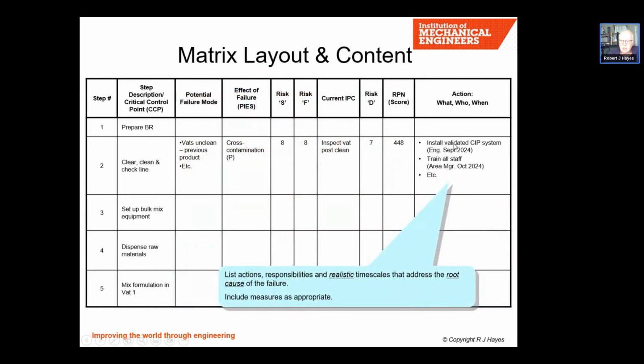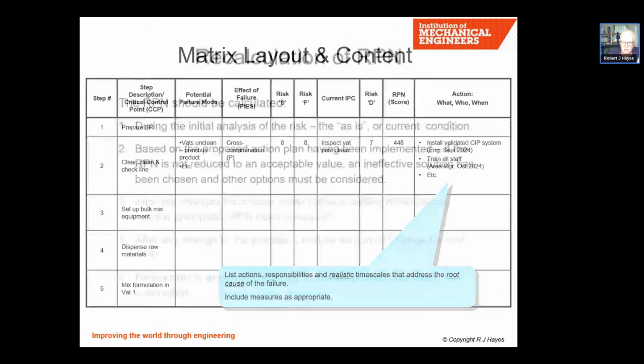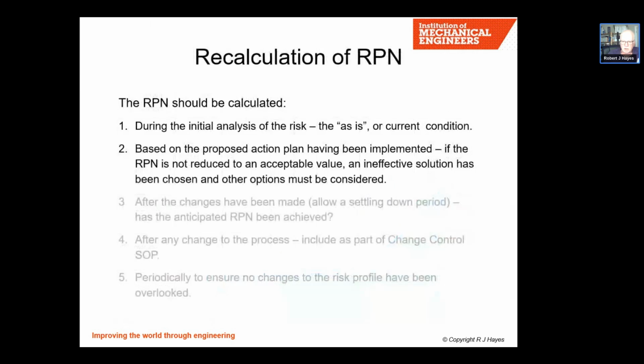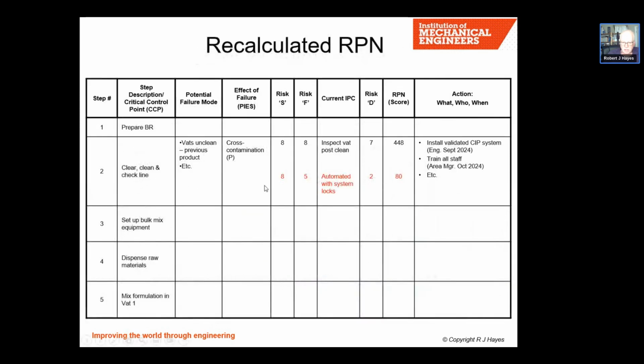So we then put an action plan in. Okay, we're going to put a validated clean in place system in and have that done by the end of September. And we're going to be training our staff at the end of October. We then revisit our process, our risk assessment, and say, okay, well, if we do those things, how is it going to improve things? So we do the initial analysis, the as is now. We then do a second run through the RPN calculation based on, if we do this, what will we get? And it looks something like this.